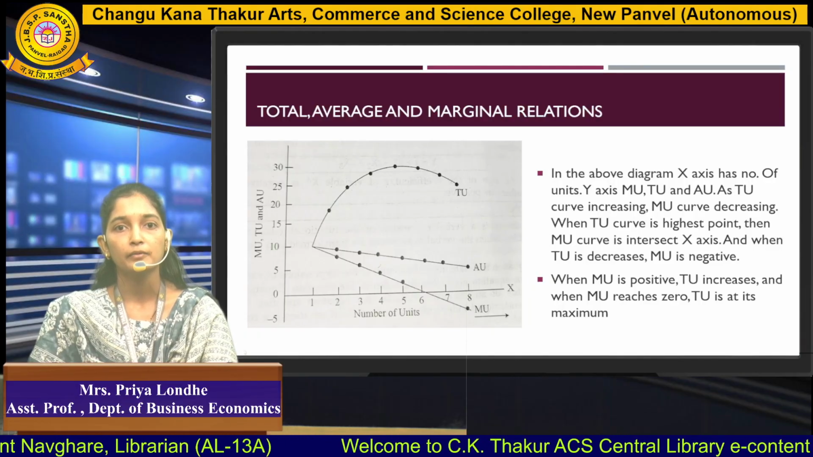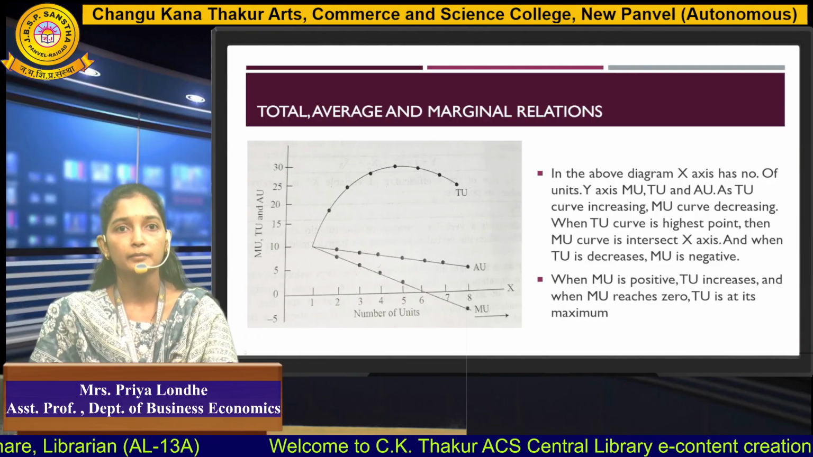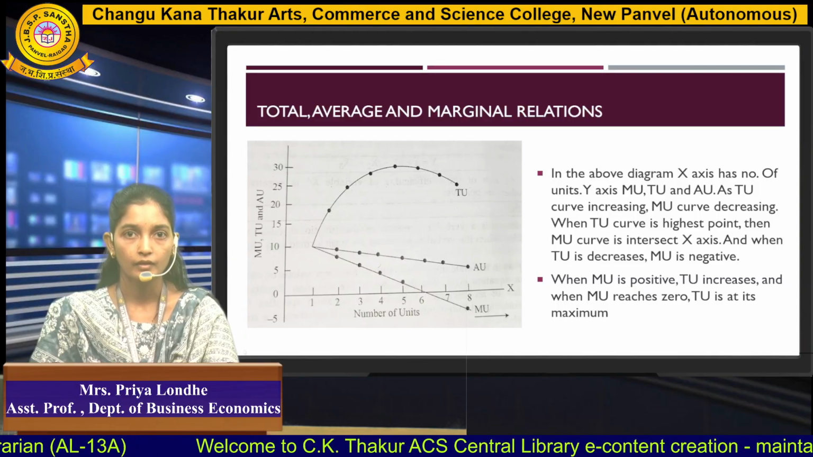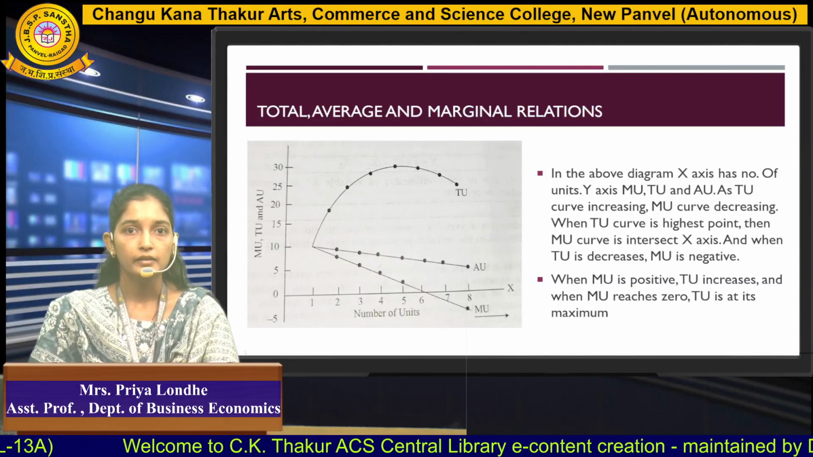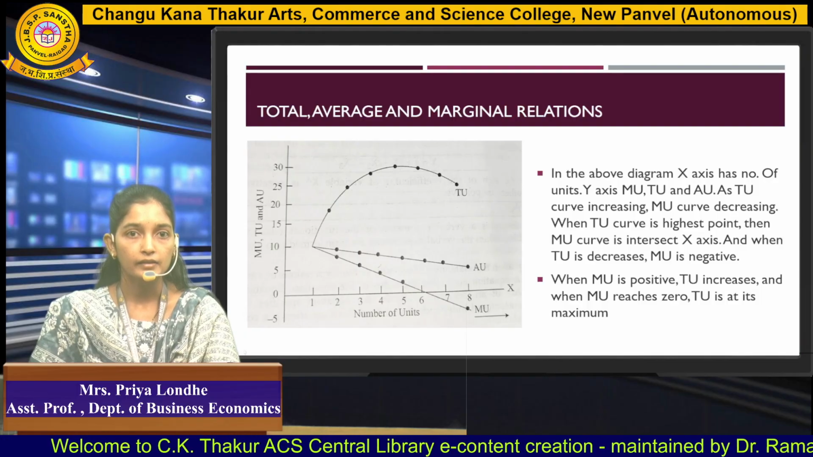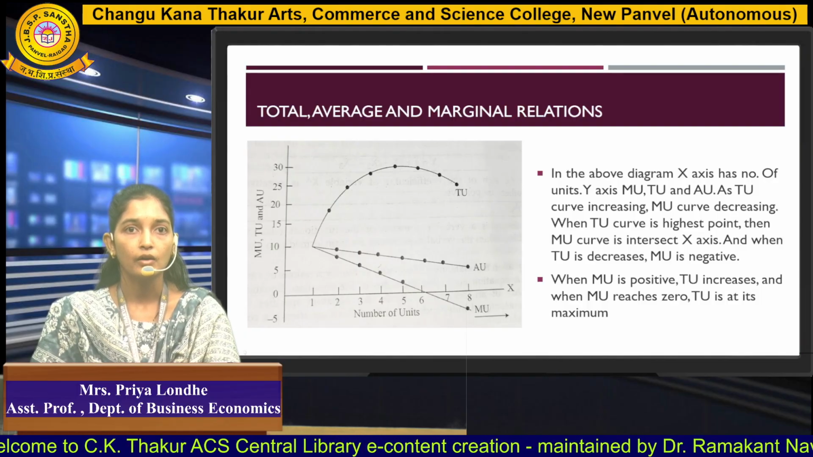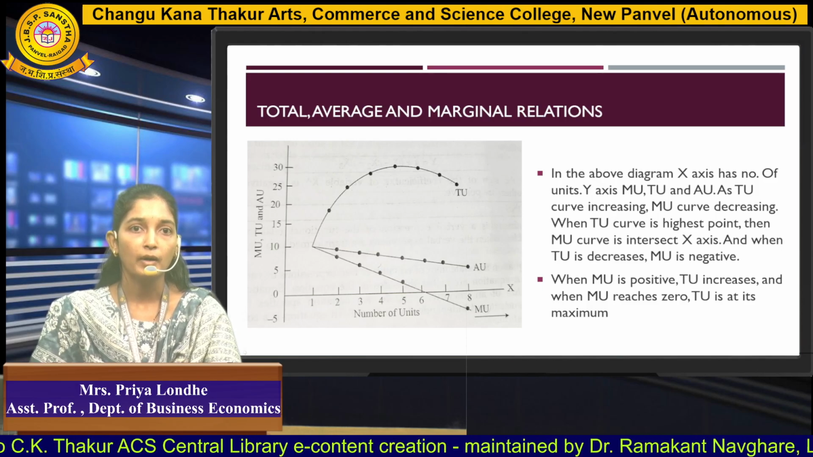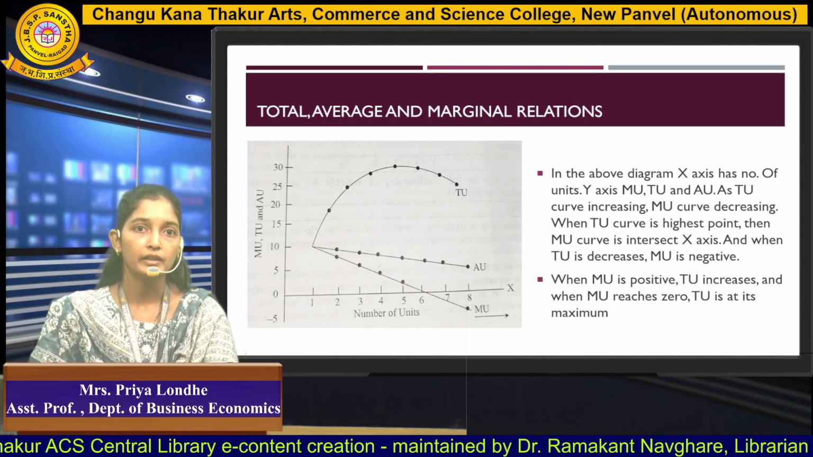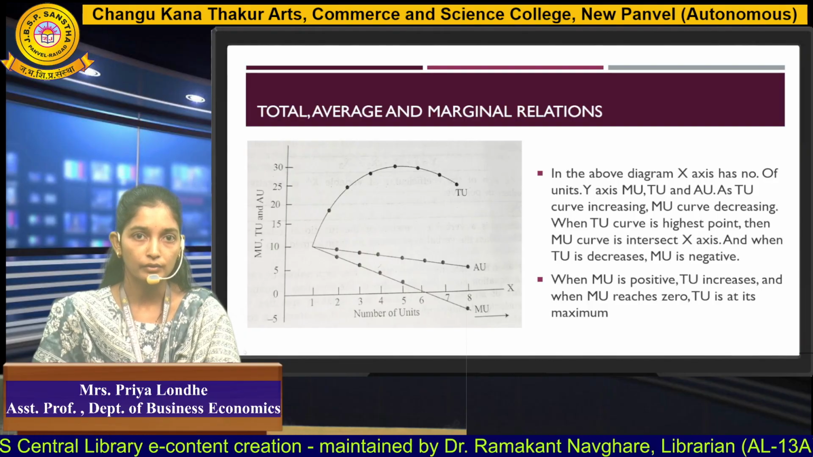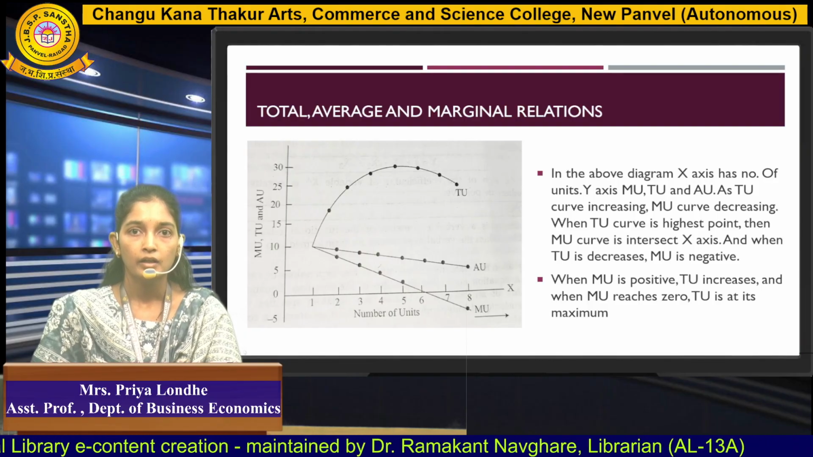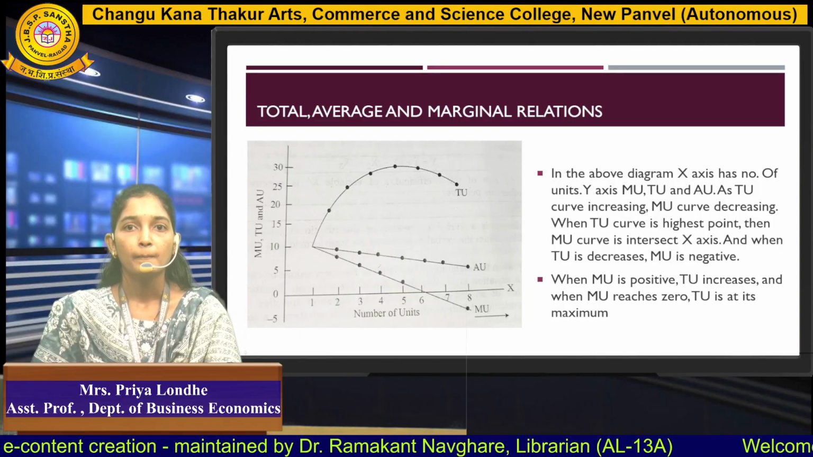The same concept we can explain with the help of a diagram. Here, on the x-axis we have the number of units, and on the y-axis we have marginal utility, total utility, and average utility. So the three curves are given in this diagram.